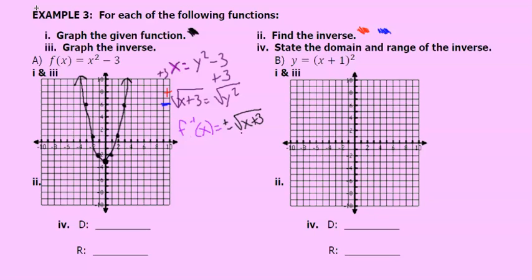So let's do the positive one first. So it looks like it's going to go to the left 3 for the origin. 1, 2, 3. And we'll go ahead and plot that on our graph.